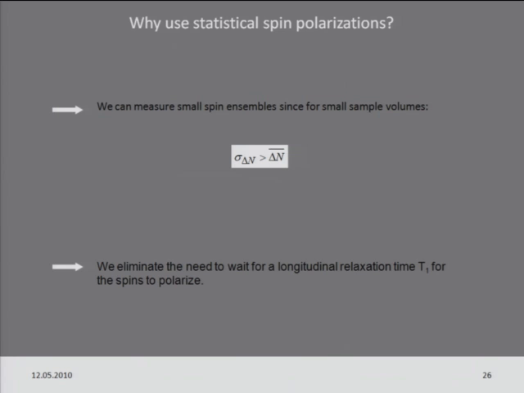Okay, so using the statistical polarization is nice, as I've been discussing, because we can measure small spin ensembles, because the statistical polarization for small spin ensembles is much bigger than the mean. But it's also nice because it eliminates the need to wait a time t1 for the sample to polarize. So in normal NMR experiments based on Boltzmann polarization, you essentially have to wait for the sample to polarize, which takes some typically long time t1 before you can do your experiment. In our case, you don't have to wait t1 because we're just looking for these random statistical polarizations.